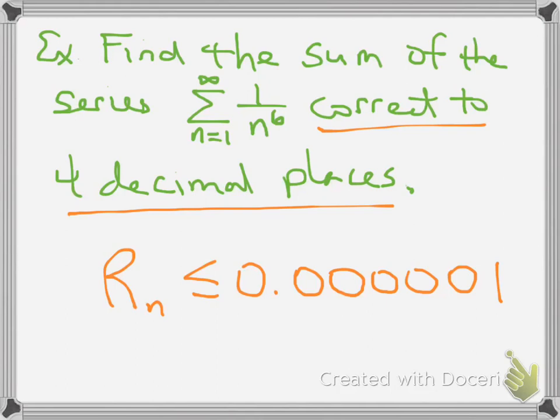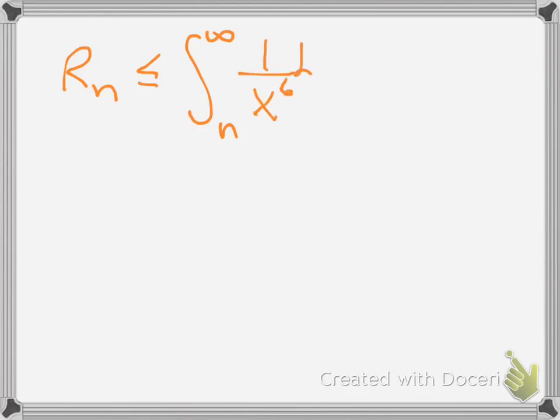So basically what I'm trying to do here is figure out what value of n makes the error smaller than 0.000001. Okay? So to do that, let me put something in here. R sub n, we know, is less than or equal to the integral from n to infinity, and for this example, 1 over x to the 6th with respect to x.